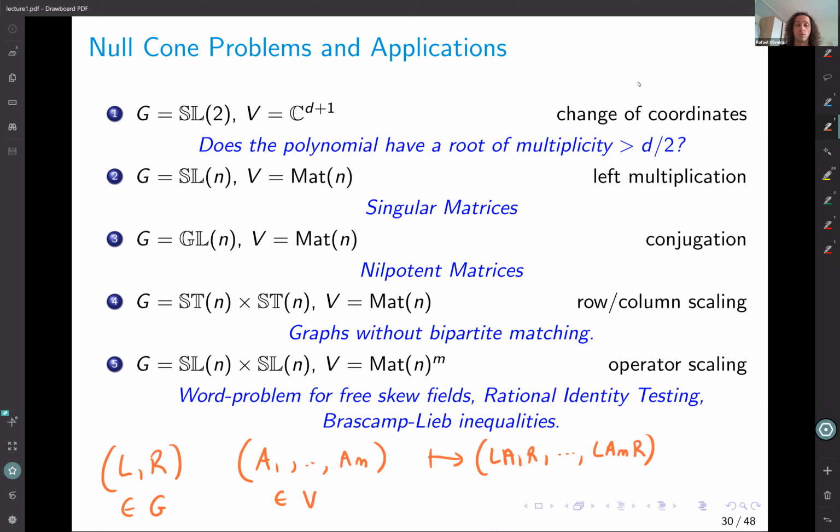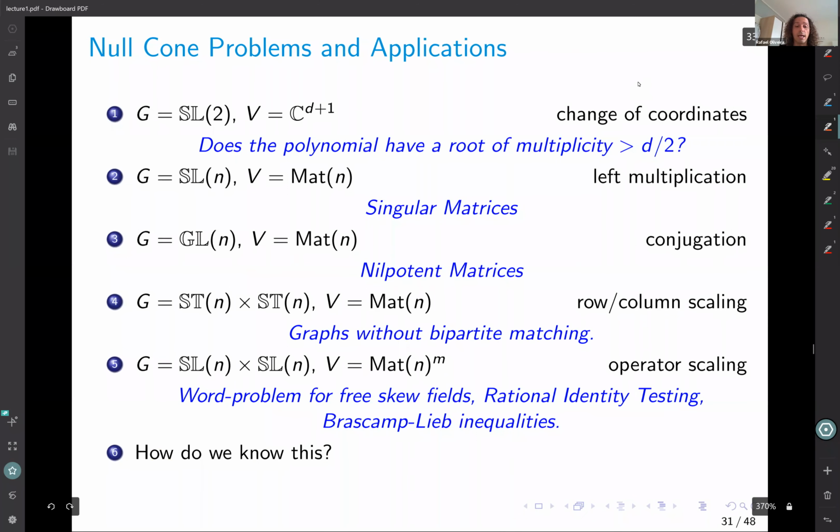Okay, and if you're interested in learning more, there have been a lot of algorithmic developments on all of these problems, and the development is exactly because of the application of these geometric invariant theory techniques to these problems. Okay, and now you may ask, how do we know that the null cone of each of these actions is the object that I'm describing to you, right?